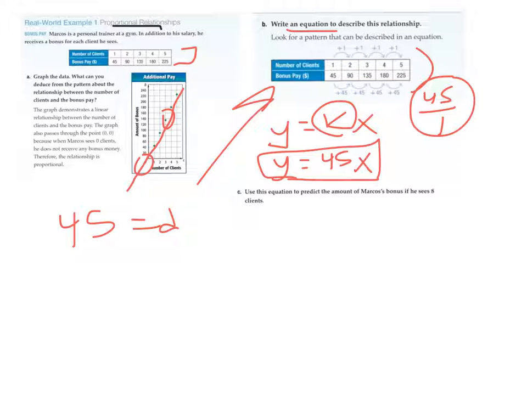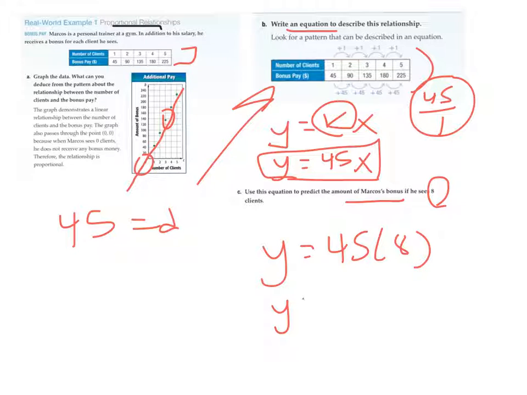So now we can take this and predict the amount of money if we want the number of clients, because x is the number of clients. So I have my 45, and in this case it's 8, so if we put 8 in there, then we can predict that we would have $360 in bonus if we have 8 new clients. And so there's the answer.